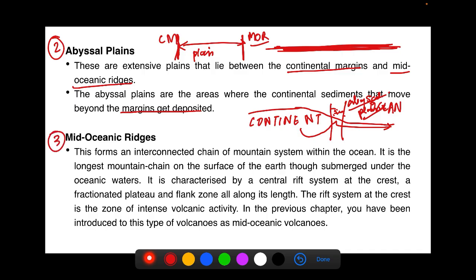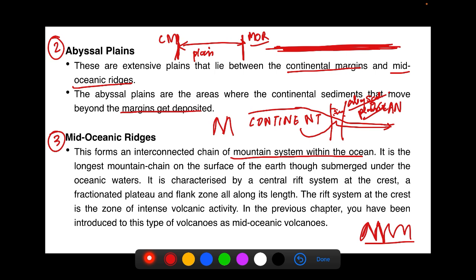The third division that we have to study is the mid-oceanic ridge. Understand the mid-oceanic ridge as mountains that are present below the oceanic floor. This forms an interconnected chain of mountain system within the ocean. When we study Indian geography, we will understand that the Himalayas are not just a single chain; there are various divisions in the Himalayas, but a single Himalaya can have a long chain of various mountains. Similarly, when these long chains of mountains are present below the ocean water, this is called the mid-oceanic ridge.